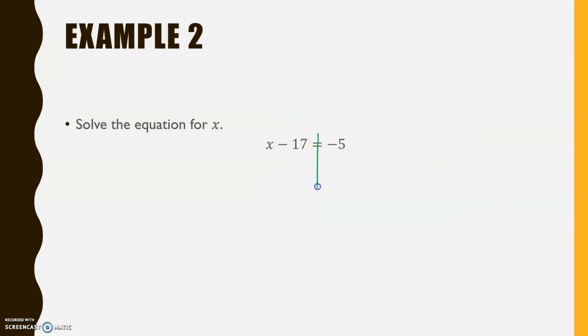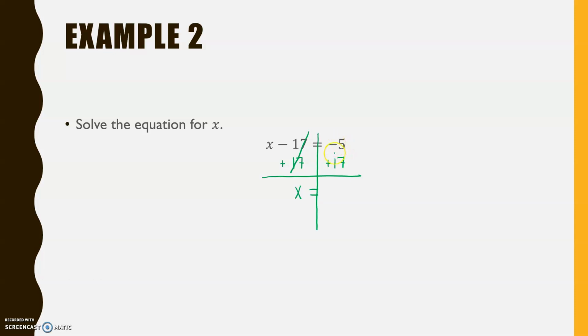Drawing my line. I've got x and then minus 17. I need to do the opposite operation. Since it's minus right now, the opposite would be to do plus. So I'm going to do plus 17 on both sides. Negative 17 plus 17, those cancel out. And I'm left with x equals, and now I have negative 5 plus 17.